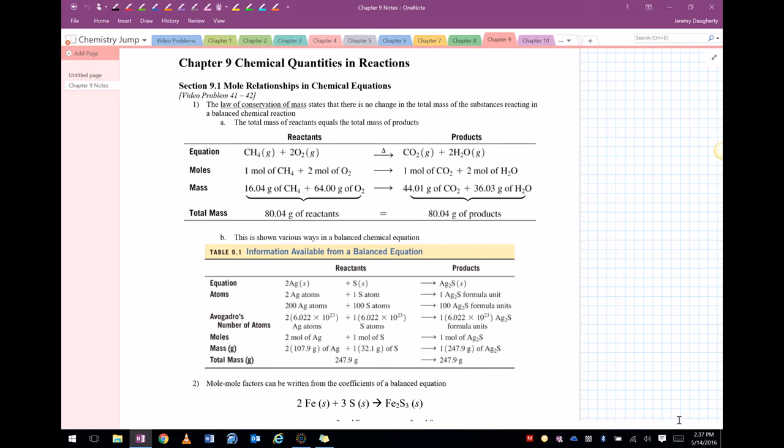Chapter 9, Chemical Quantities and Reactions. Section 9.1, Mole Relationships in Chemical Equations. So after this, go and check out video problems number 41 and 42.